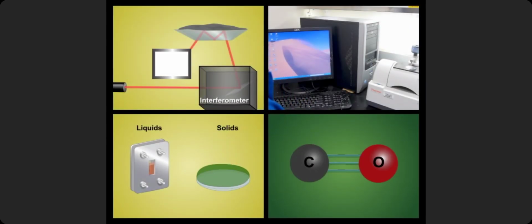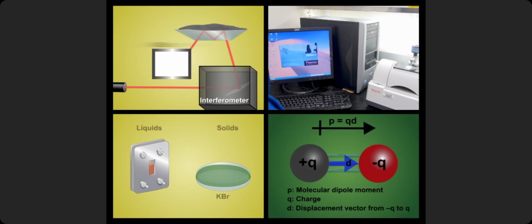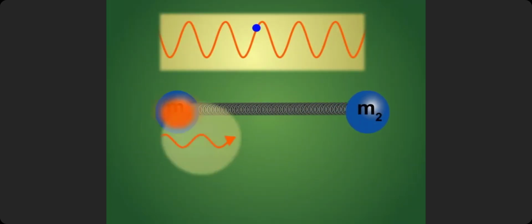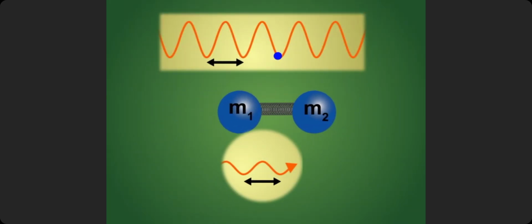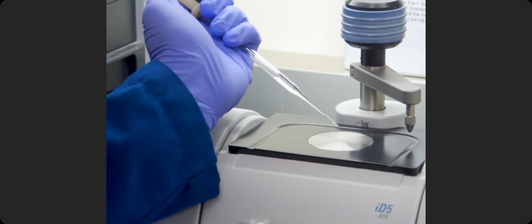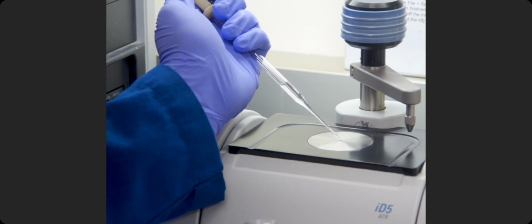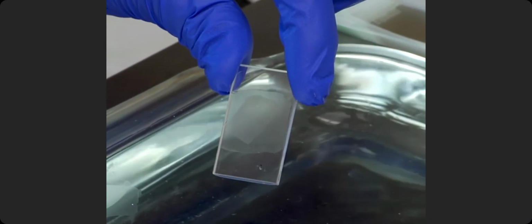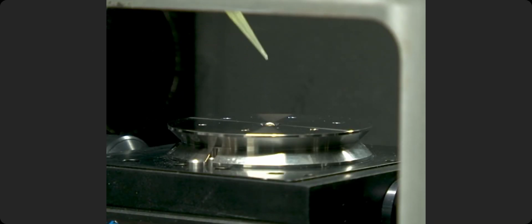You've just watched JoVE's introduction to IR spectroscopy. You should now be familiar with the underlying principles of IR spectroscopy, the procedure for IR spectroscopy of organic compounds, and a few examples of how IR spectroscopy is used in organic chemistry.